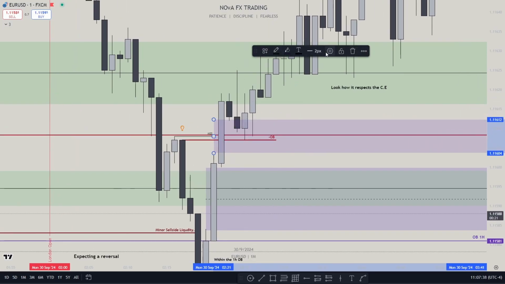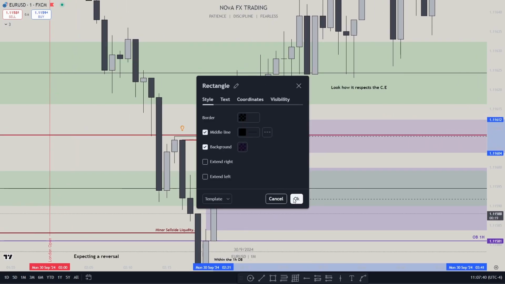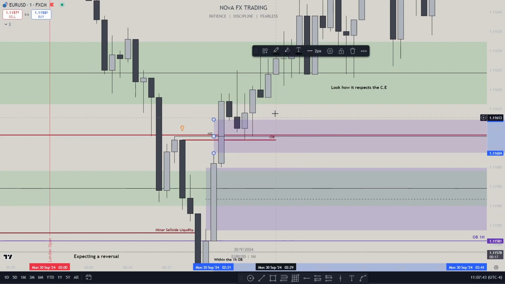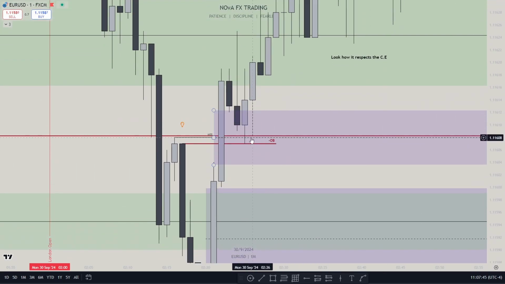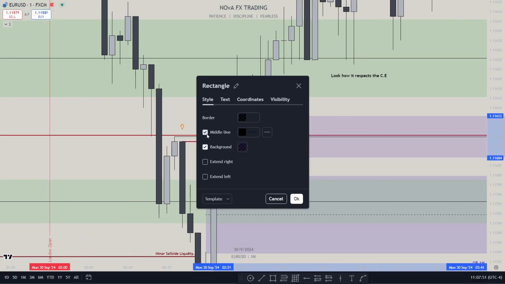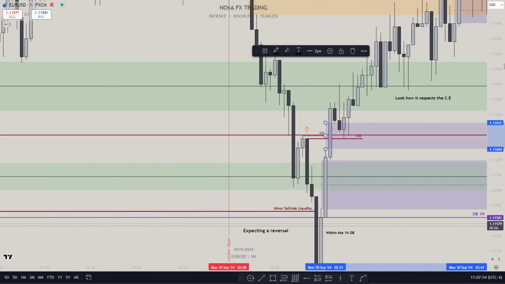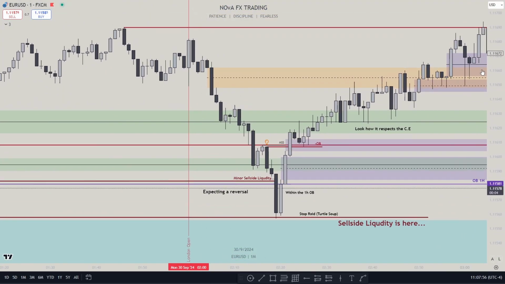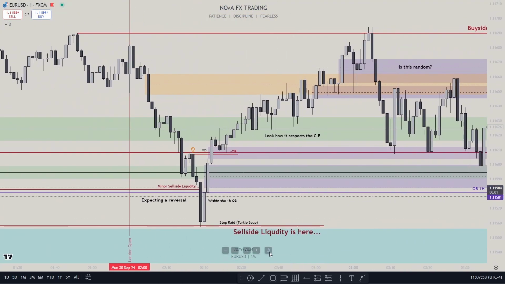Also, if you put this consequent encroachment of this fair value gap, you can see how it's handling the price. Look here. This is a very, very beautiful scenario here. All right. Also, if you want to use the OTE, you can absolutely use the OTE. There is no problems in that.